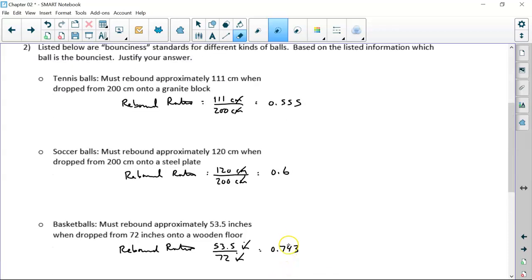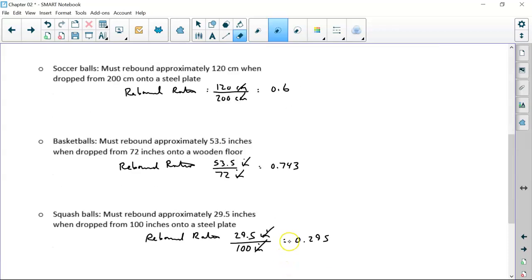So if you look at the ratios, the bounciest one has the highest rebound ratio, and that is the basketball. So the basketball is the bounciest. That's going to rebound the most out of all of those objects. And that is rebound ratio.